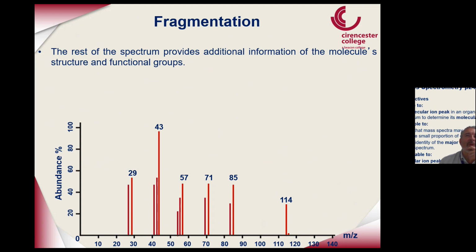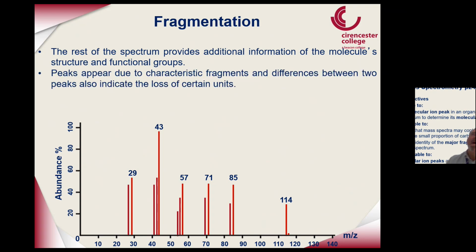Here are the fragments that we've got from octane. We've got peaks at 29, 43, 57, 71, and 85. Those are our big tall peaks. If we look at the gap between them, 29 to 43 is a gap of 14, 43 to 57 is a gap of 14, 57 to 71 is a gap of 14, and 71 to 85 is a gap of 14. So we've got gaps of 14.